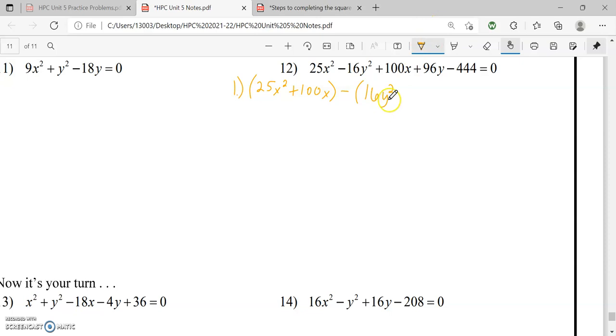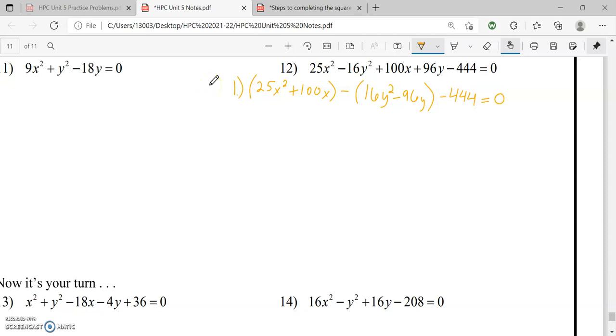But by doing that, we also have to catch that the minus is distributed to everything in the parentheses. So minus 16y squared works, but we want to end with a plus 96y. So inside my parentheses, that gets a minus 96y, because minus 16y squared and then minus negative 96y does get us the plus 96y. Okay, and then minus 444 equals 0. Step 1 done. Great.